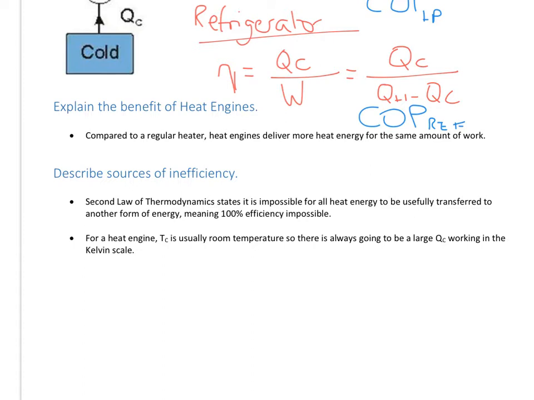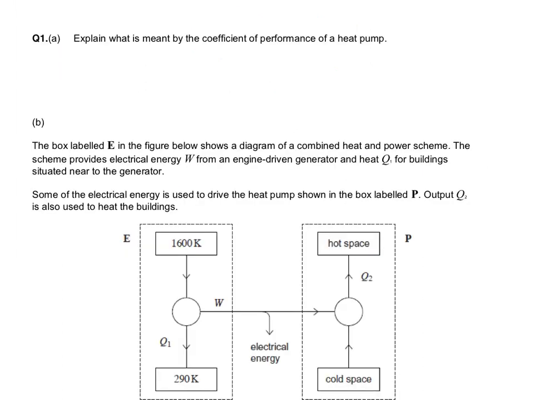because absolute zero is not achievable, and actually it's usually room temperature, because with a refrigerator we're pumping out of like a fridge, or with a heat engine you're pumping to like surroundings. There's always going to be issues with that, and that's always going to lower the efficiency of your overall thing. And with your heat engine where you're getting work out, that's going to be a source of inefficiency as well. So that's a lot of stuff. Let's see this put into practice with some questions.